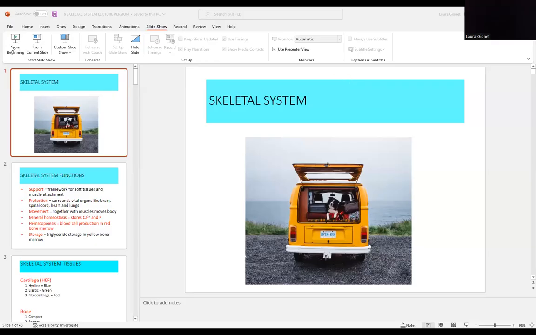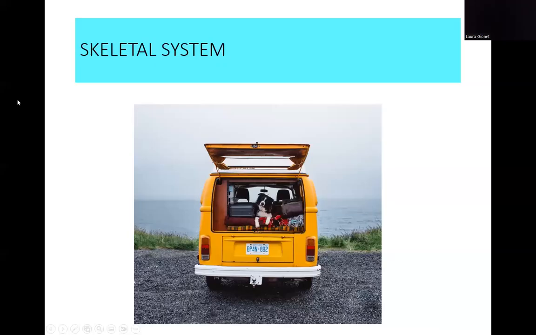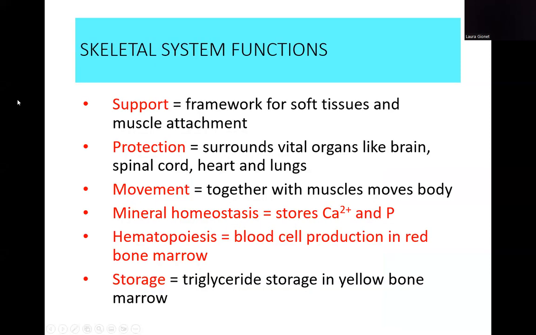Okay, we're moving on to the skeletal system. Let me get this screen shared. There we go. Okay.